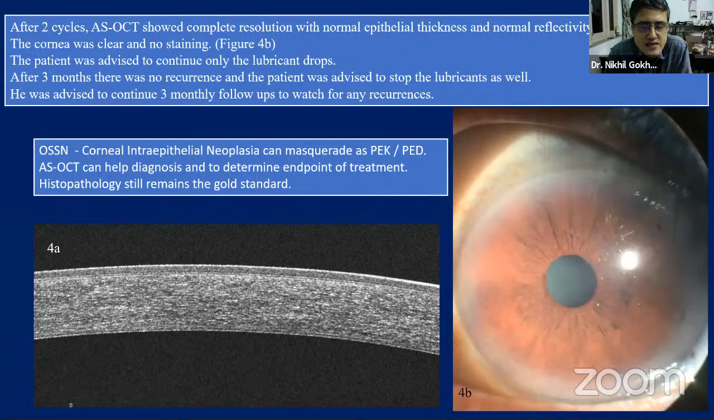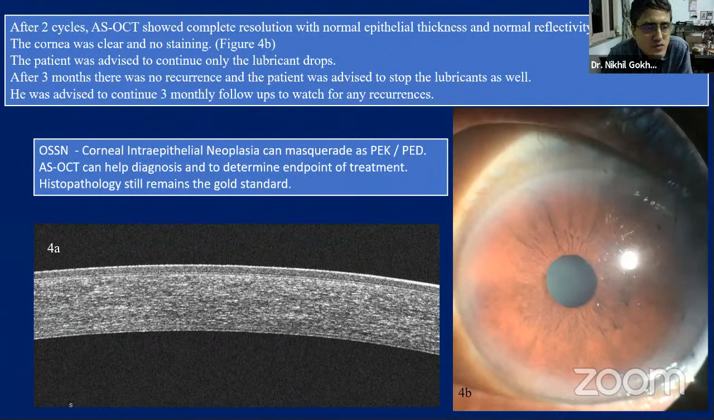And after 2 cycles, the cornea was completely cleared up. The epithelium looked pretty normal on ASOCT. After that, I just put him on lubricant drops, and there was no recurrence, and the patient has followed up, and he's absolutely asymptomatic.